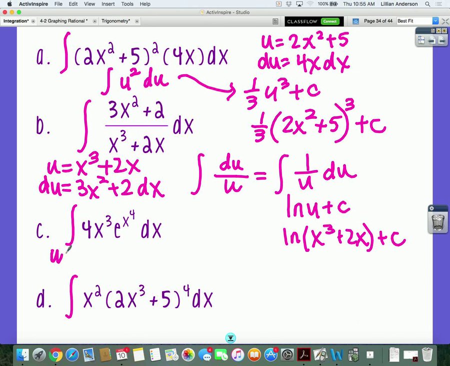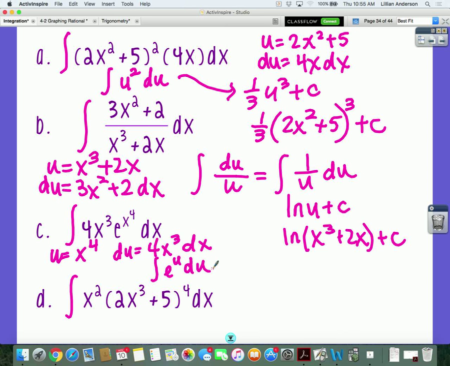For the next one, yep, you make u x to the 4, because the derivative of that is 4x^3. And to be honest, guys, anything that involves an e, you know the antiderivative of e to the x is going to be e to the x. So you definitely don't want to involve the e at any point.